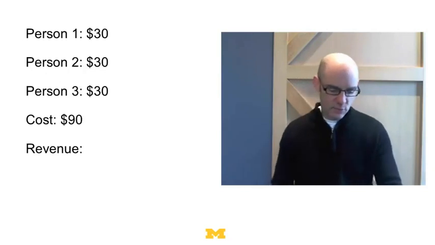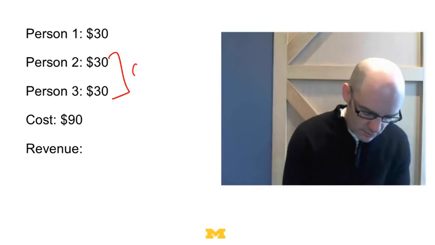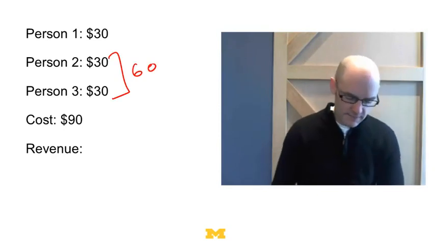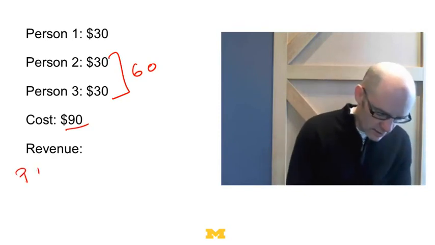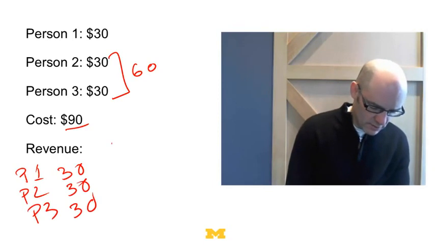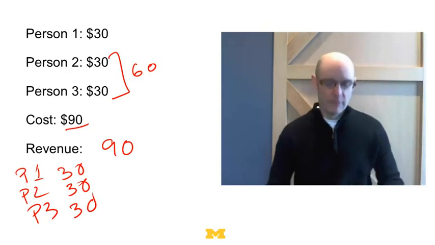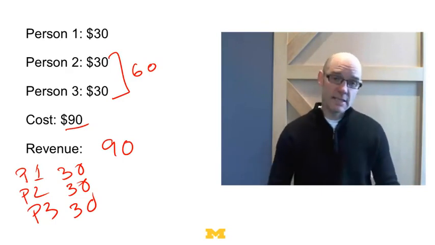Let's suppose there's a case where person 1 has a value of 30, person 2 has a value of 30, and person 3 has a value of 30. So the other two people have values of 60. The total cost is 90, so that means person 1 is going to pay 30, person 2 is going to pay 30, and person 3 is going to pay 30 for total revenue of 90, which is great. It costs 90, and we're going to get revenue 90, so this mechanism not only gets people to truthfully reveal, but in this case, it actually raises enough money to pay for the project.